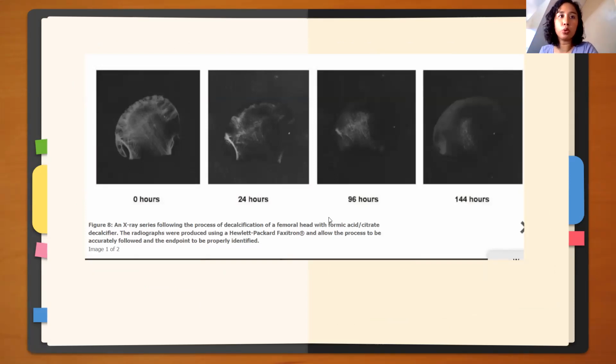Let's look at the X-ray later. So this is the head of the femur. At 0 hours, this is the head of the femur, not yet decalcified. But after a few hours, it looks very opaque when there is still a lot of calcium. As the calcium decreases, the color gets lighter and lighter. An X-ray following the process of decalcification of a femoral head with formic acid or citrate decalcifiers. Positron was used. Here, 144 hours.